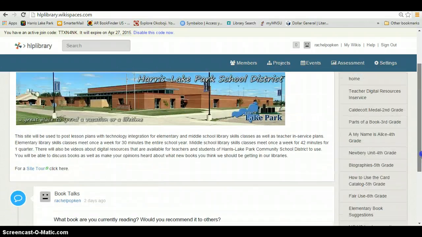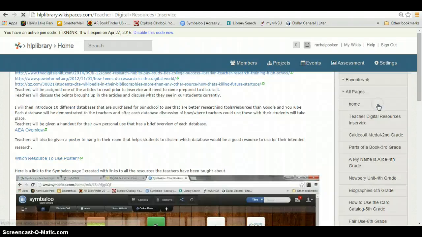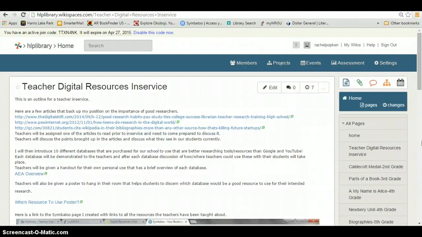Then if you go over to the right-hand side, you will find that there are many different pages available. The first page that's available is for teachers. It is an in-service where teachers learn about all the different databases that are available to them.